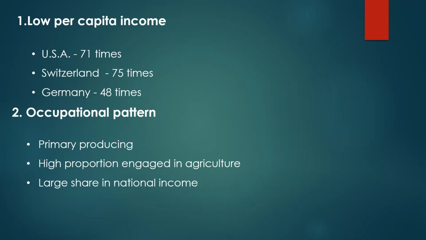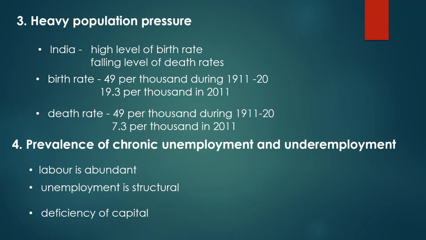The next one is heavy population pressure. The main problem in India is the high level of birth rates coupled with a falling level of death rates. The rate of growth of population, which was about 1.31% per annum during 1941 to 50, has risen to 1.19% during 2011 to 16. The chief cause of this rapid spurt in population growth is the steep fall in death rate, which was about 49 per thousand during 1911 to 20 to 7.3 per thousand in 2011. So these comparisons show that birth rate has declined, and death rate also declined, but still there exists heavy population pressure in the country.